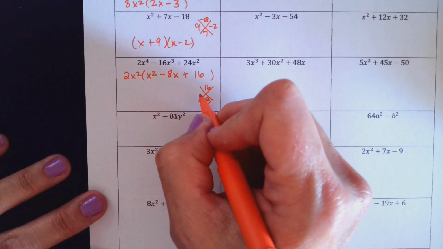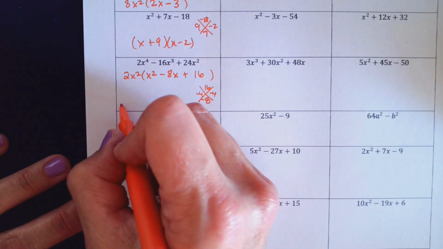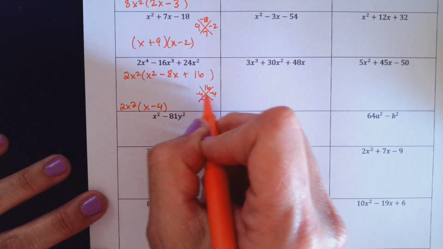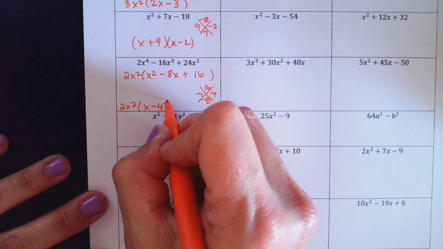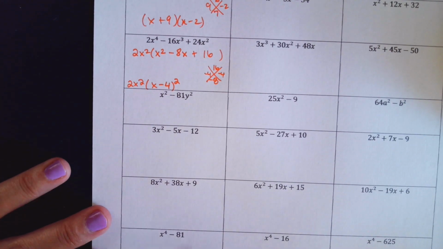So let's see, 4 and 4 I'll use, minus 4 minus 4. Okay, so I have 2x squared and x minus 4. I'll have x minus 4 twice, so I think I'll be fancy and put a little square power, and that's it. All right. This row right here, these are perfect squares.